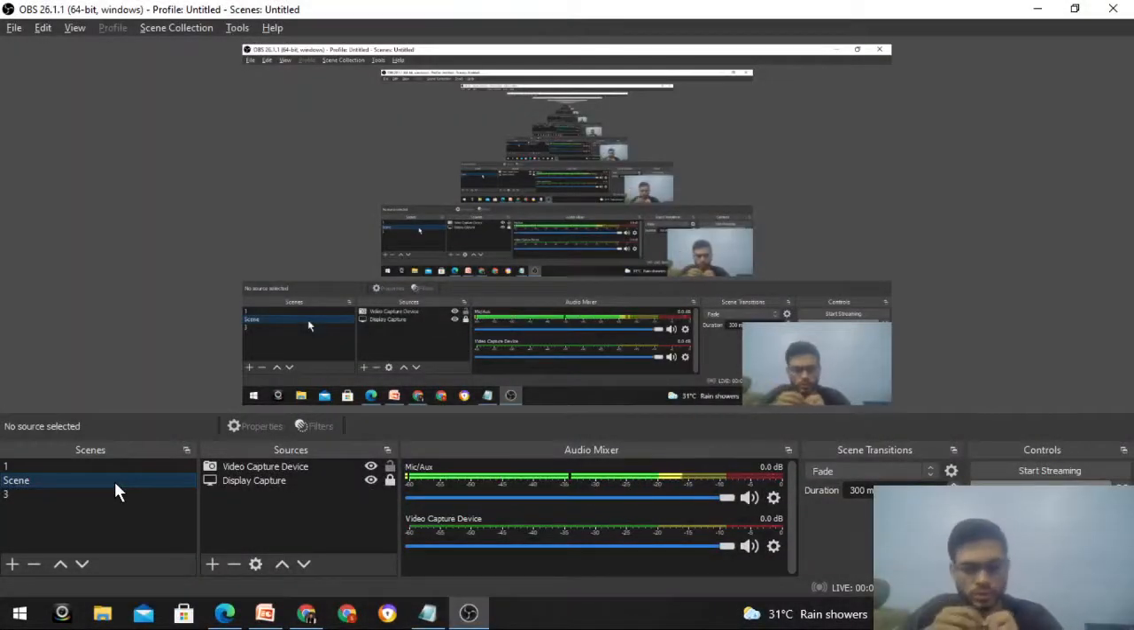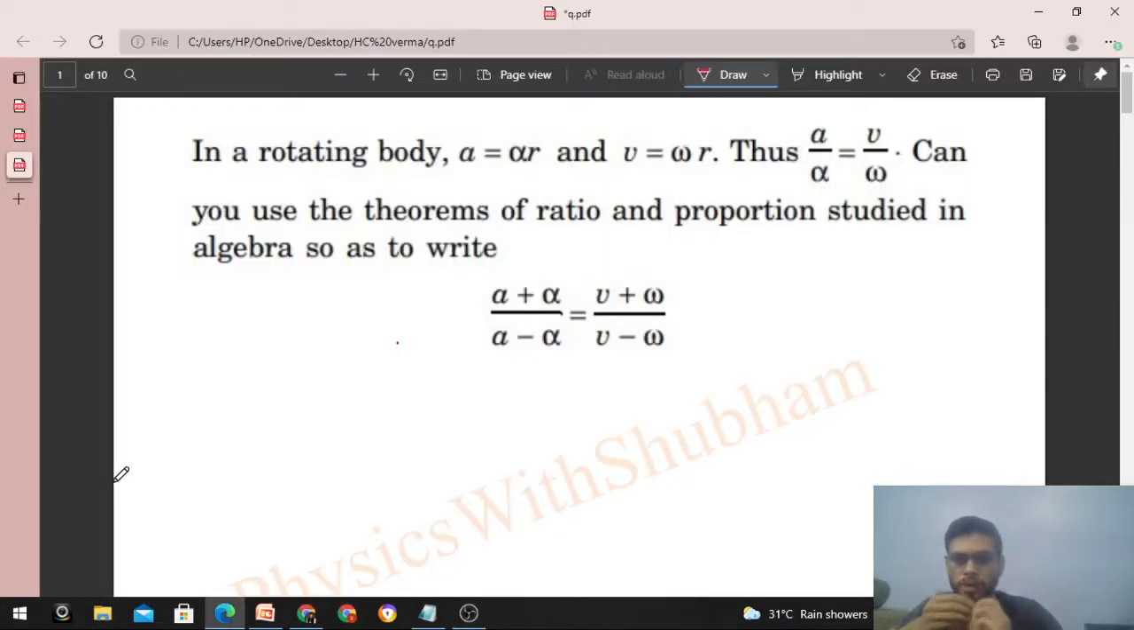Okay, hi everyone. So today let's discuss this interesting problem. It says in a rotating body, A is equal to alpha into R and V is equal to omega into R. Thus A upon alpha will be V upon omega. Fine. Can you use the theorems of ratio and proportion studied in algebra to write (A plus alpha) upon (A minus alpha) should be equal to (V plus omega) upon (V minus omega)?